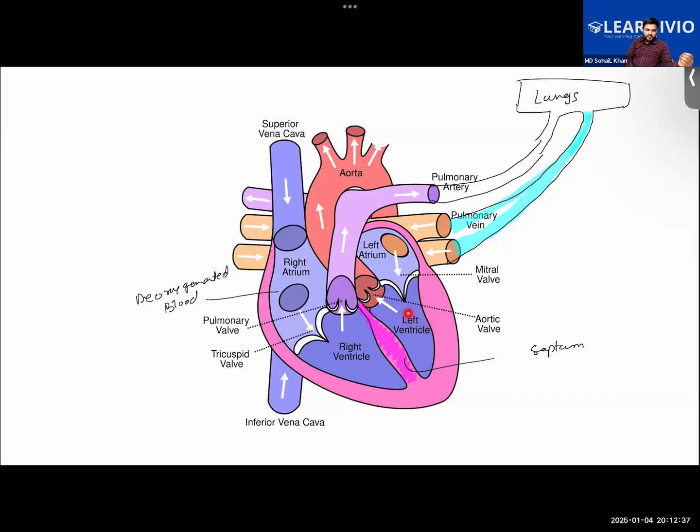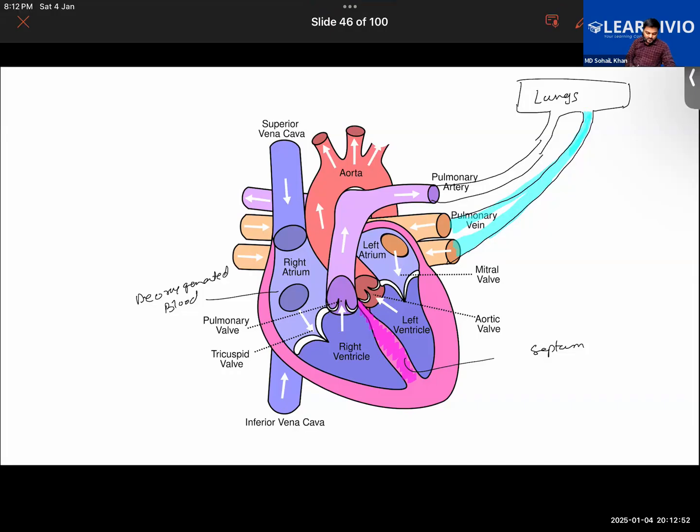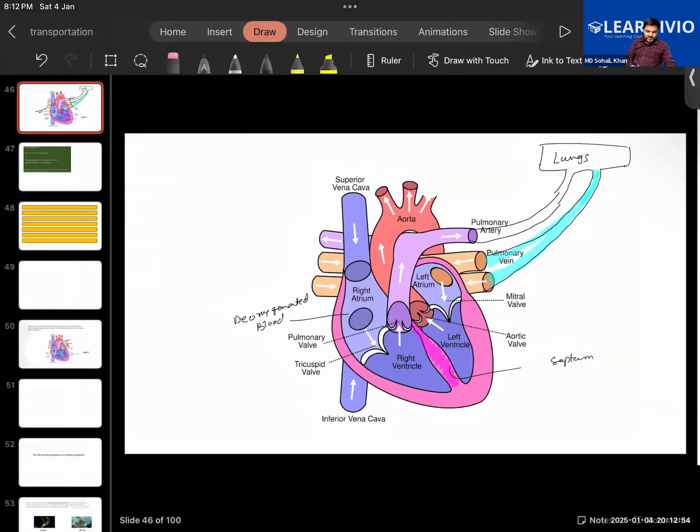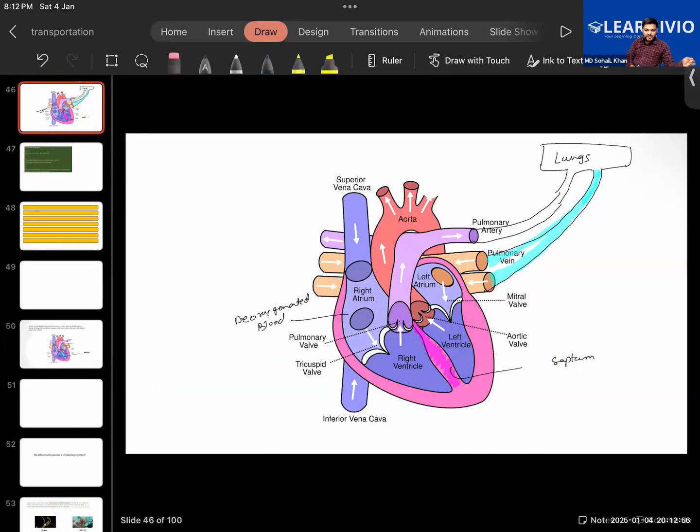Okay, it's the strongest chamber. What do we call this muscular wall, this structure? That's the septum. It separates the left and right part of the heart. Okay. So if a question comes to explain the working of the human heart, how the oxygenated and deoxygenated blood flows through it, will you be able to answer it? Yes, sir. Okay, good.